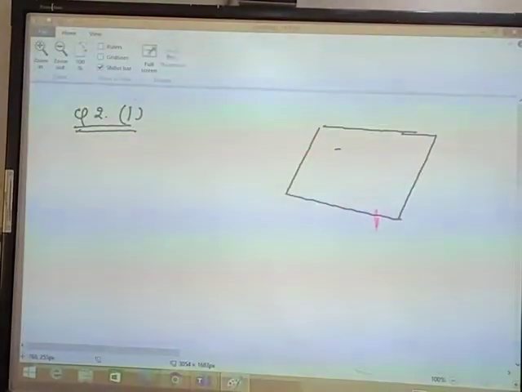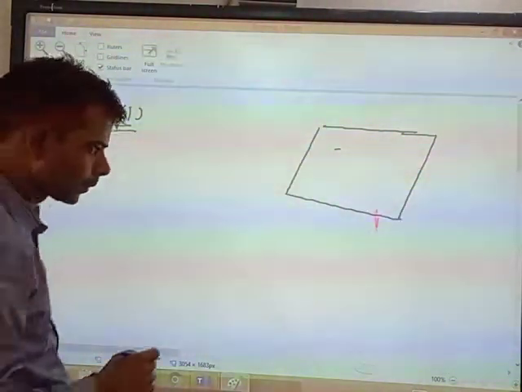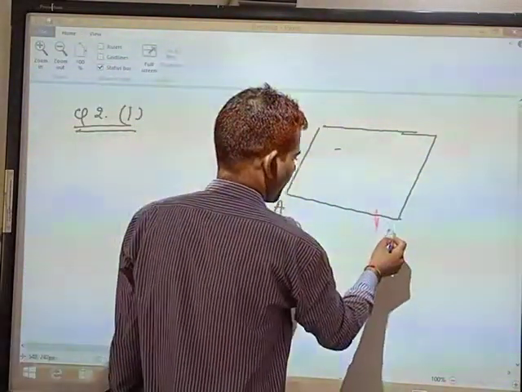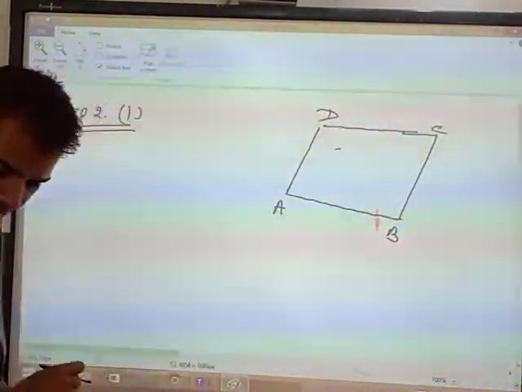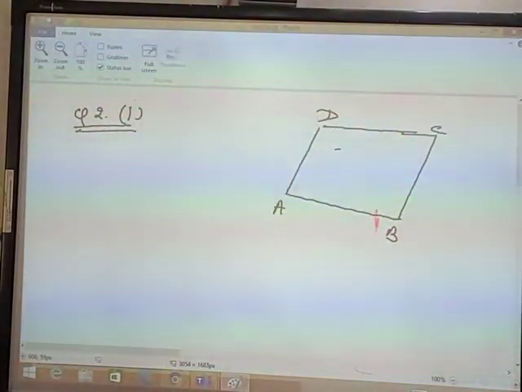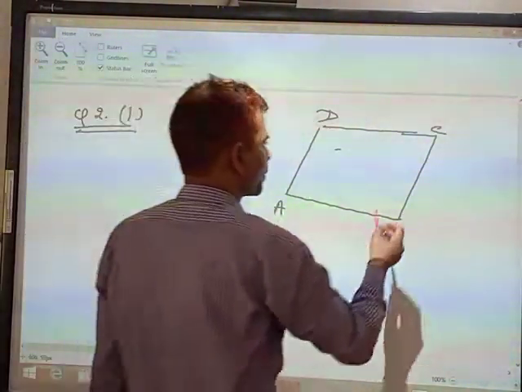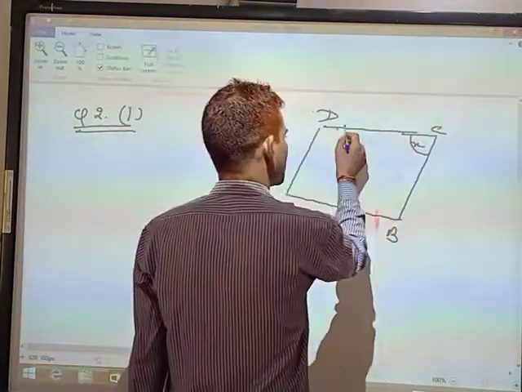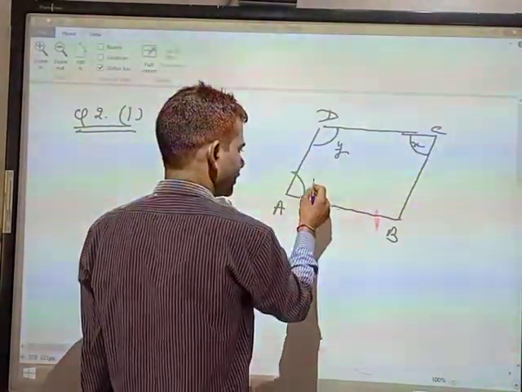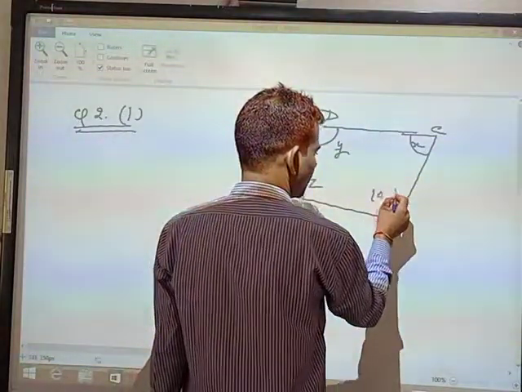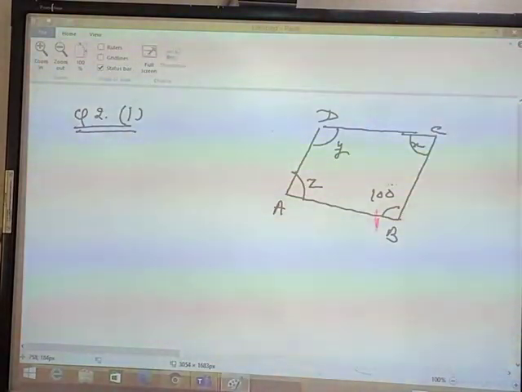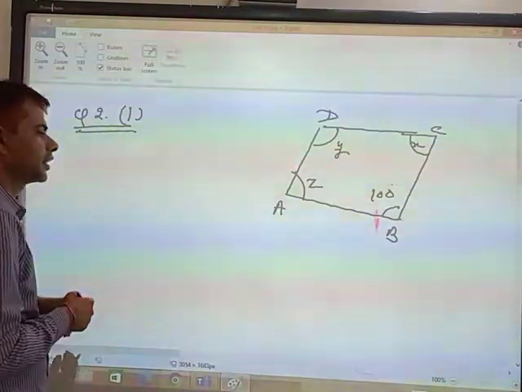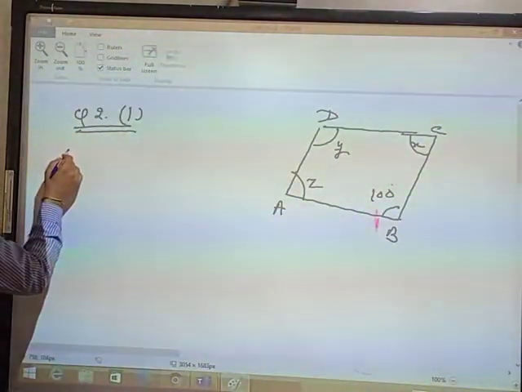ABCD is a parallelogram. X, Y, Z and 100. Students, now we have to find out the value of X, Y and Z. Students, listen to me. First of all, write: ABCD is a parallelogram.